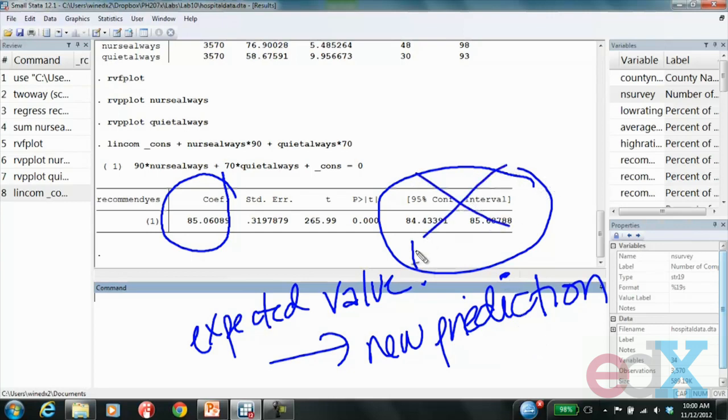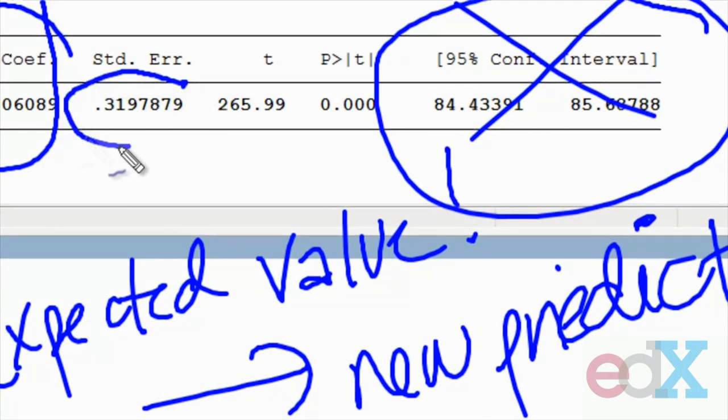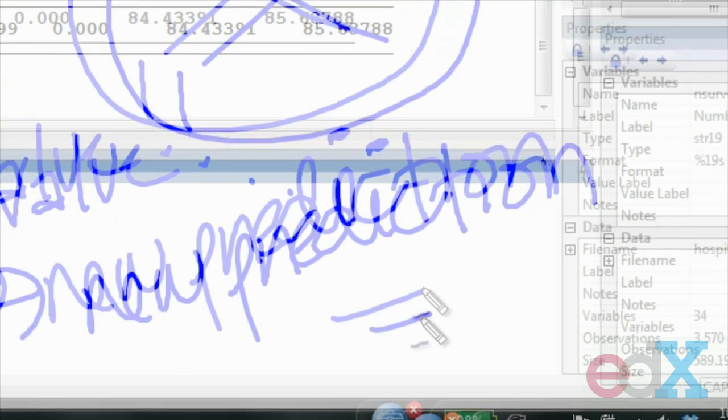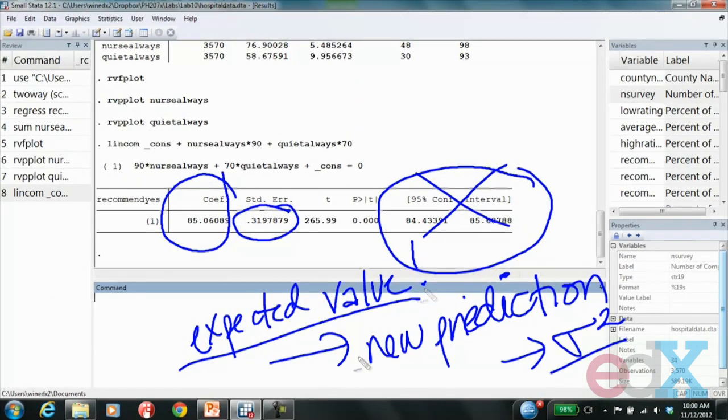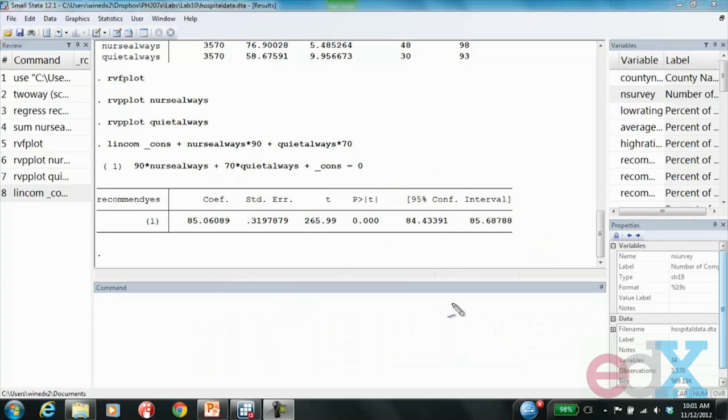If we wanted the prediction for a new observation, we would have to take into account the standard error of the mean, the variance of the mean, as well as that residual variability that's quantified using that sigma squared. So it's the amount of residual error for the hospitals. So in this example, we're only interested in the expected value, so I can just go ahead and directly use this confidence interval. But make sure you understand the difference between predicting an expected value and predicting a new observation.